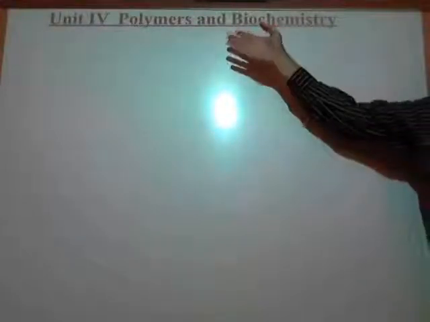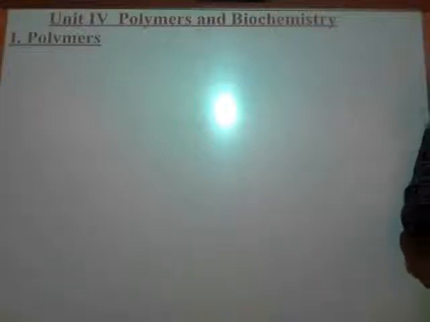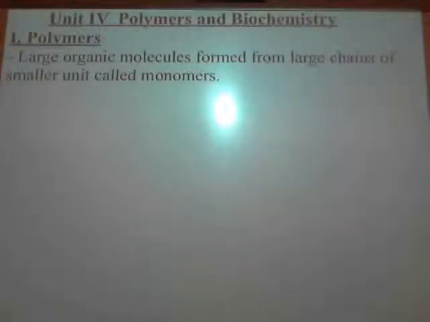So instead of what it says there, you're going to write down polymers. I'm going to do the polymers and biochemistry first. Now, polymers... Poly means. What does the word poly mean? Many. All right. So many mers. They're large organic molecules formed from large chains of smaller units, and these smaller units are called monomers.